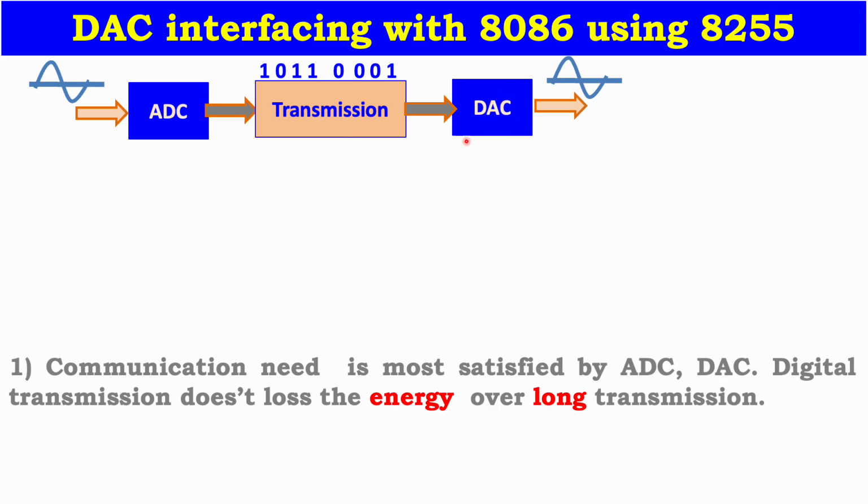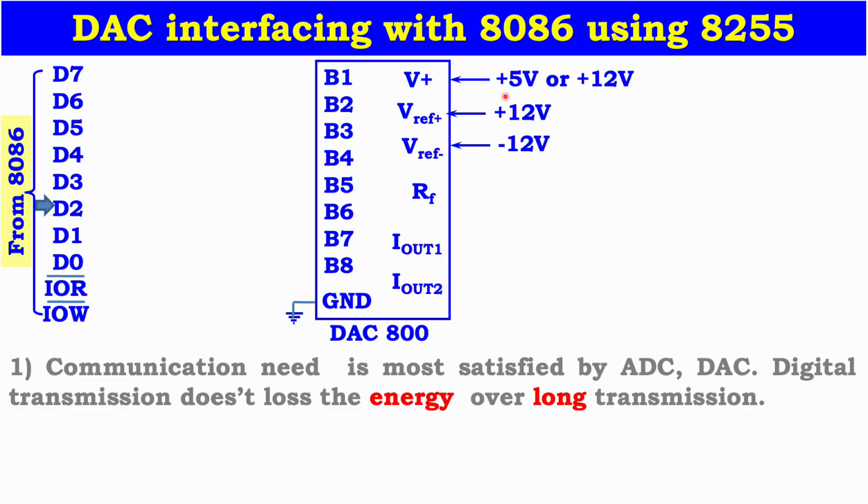Automatically, the user requires an analog signal at the output end, so the DAC is required to convert the digital signal to the analog signal. Now in this video we'll discuss how the DAC is interfaced using 8255 with the 8086 microprocessor. Let us see.